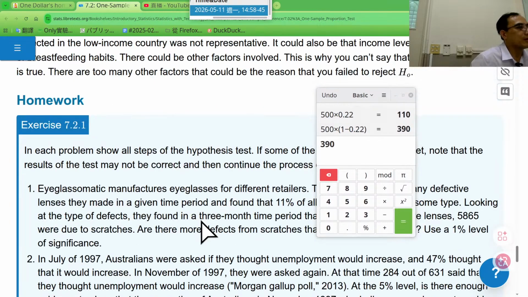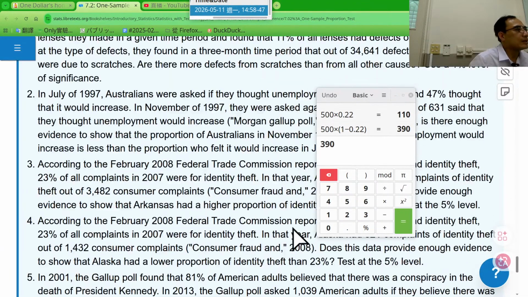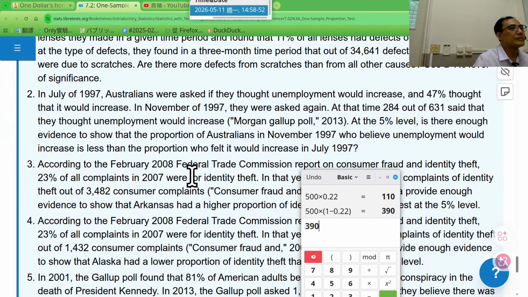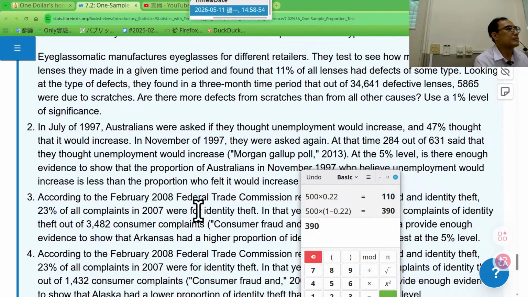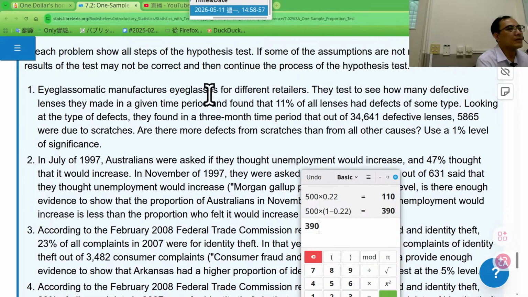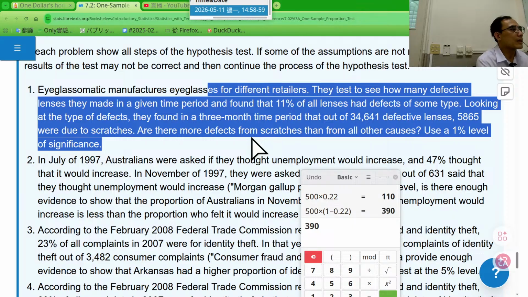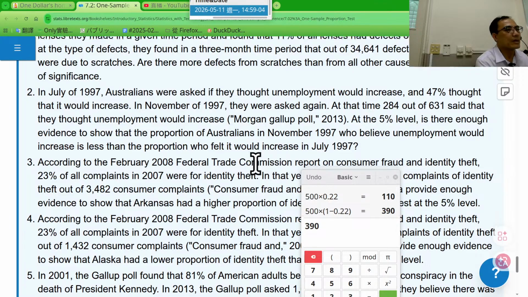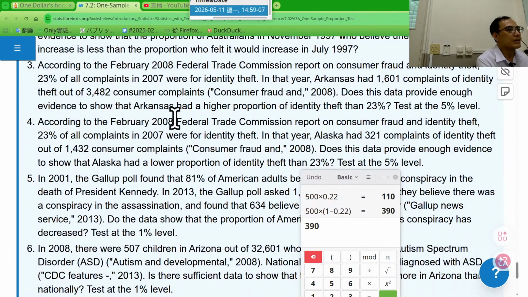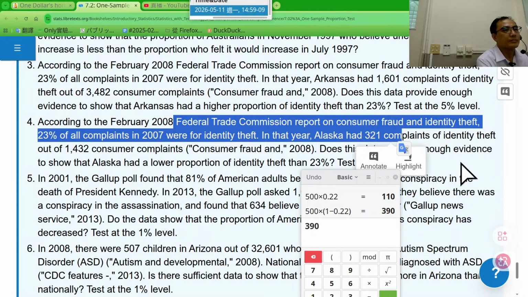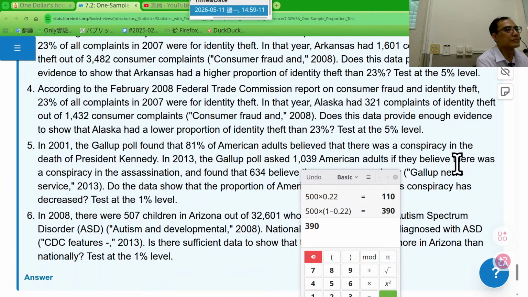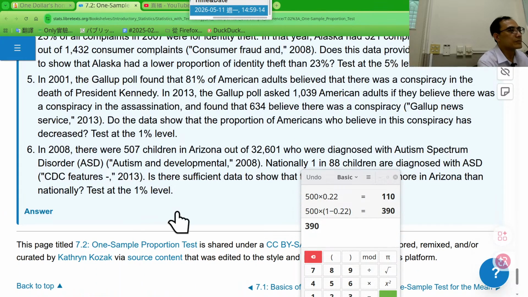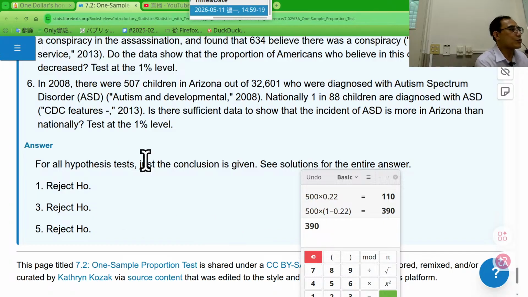And that's okay. Let me think about it. Okay, how about let's try this one.